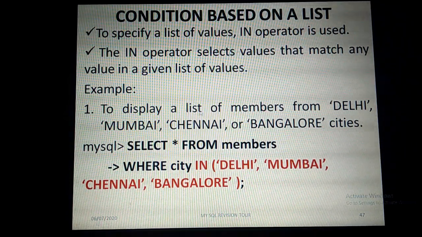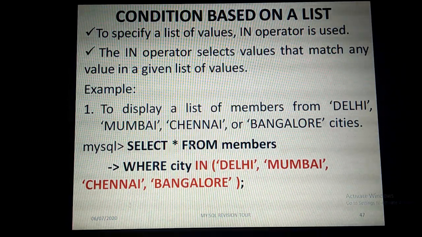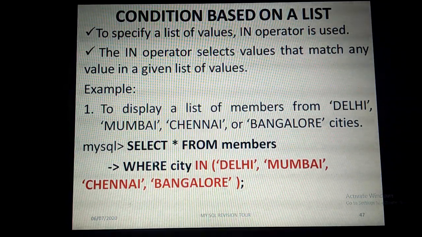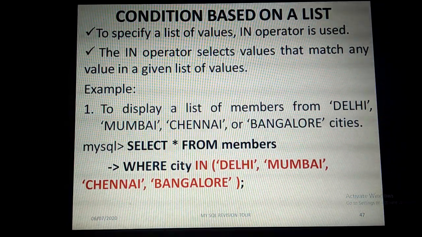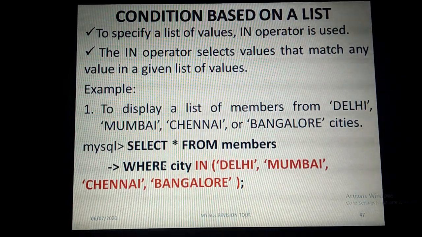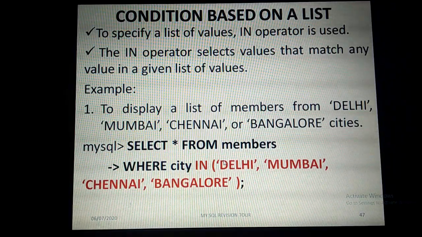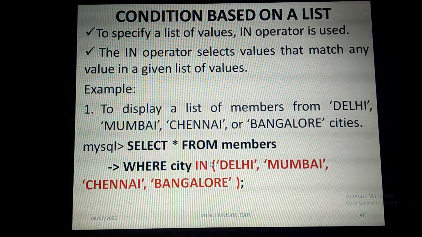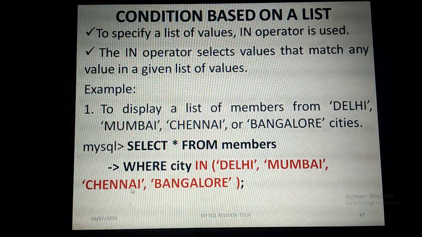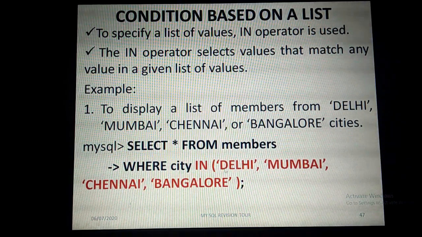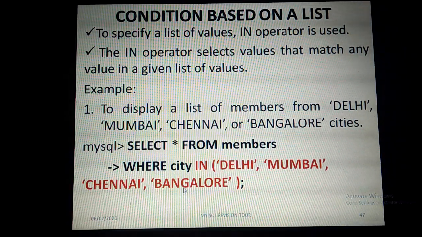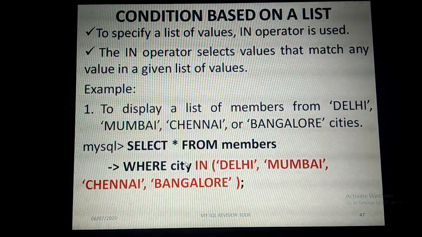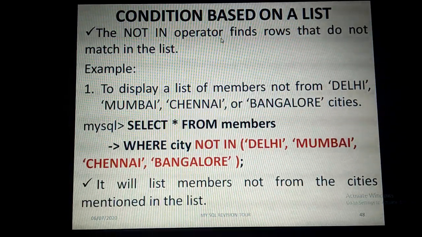So to display a list of members from Delhi, Mumbai, Chennai or Bangalore cities: select star from members where city in. So the city column name, all the details we need to display from the members table. So the condition is that the members' city should be Delhi or Mumbai or Chennai or Bangalore. So city in. Whoever's city belongs to these four cities in this list, whichever is matching, that is going to be displayed as the output table.